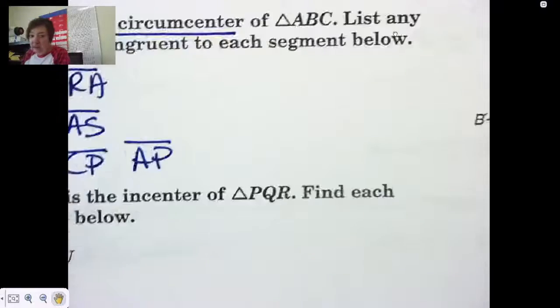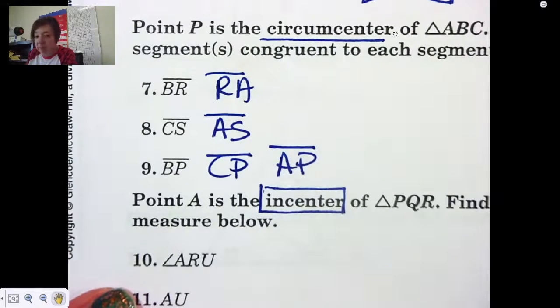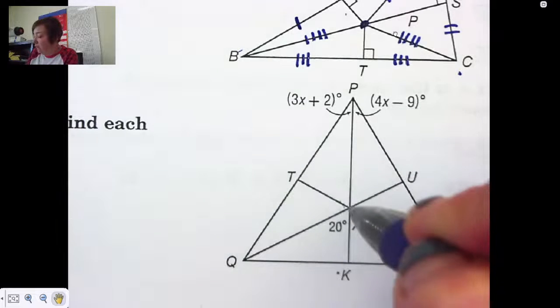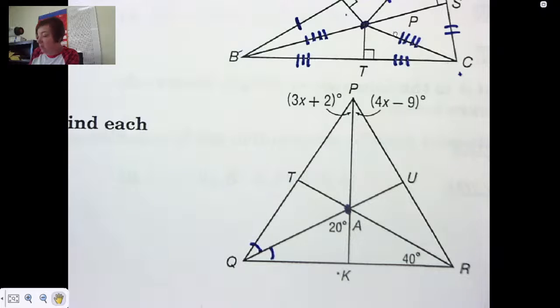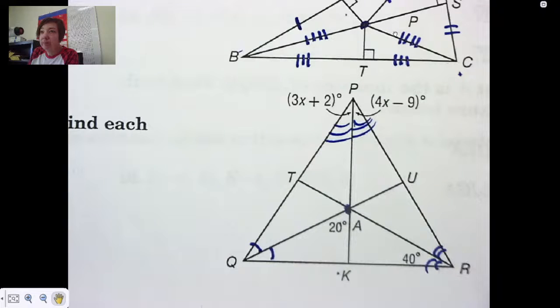Okay, now look at this last one. So it tells us that it's an incenter. Now what does incenter refer to? Angle bisector. So incenter is where angle bisectors meet. That means that they meet here, that means that this is congruent to this. And then this one is congruent to this one, and then this one is congruent to this one. Right? So if they tell us this is 40, what's this one over here? 40.